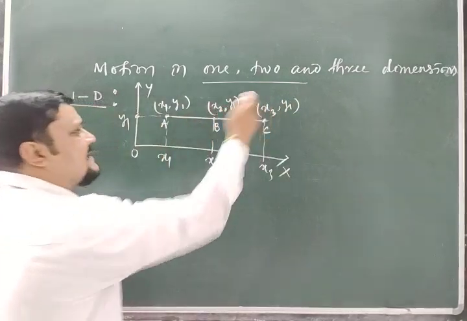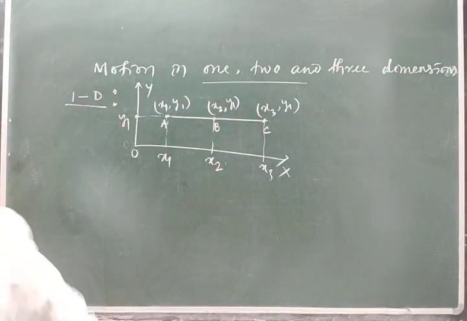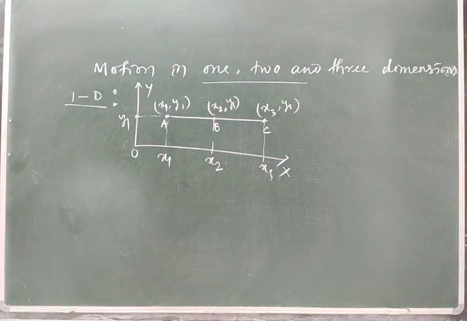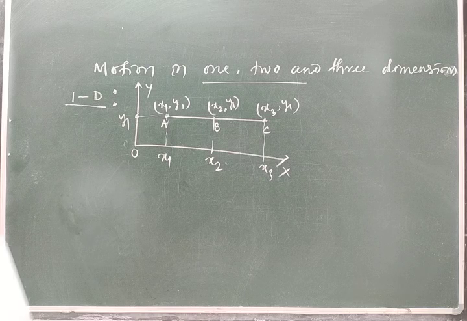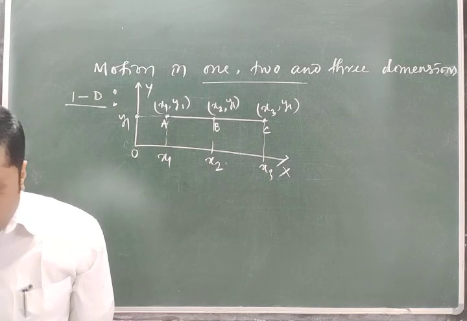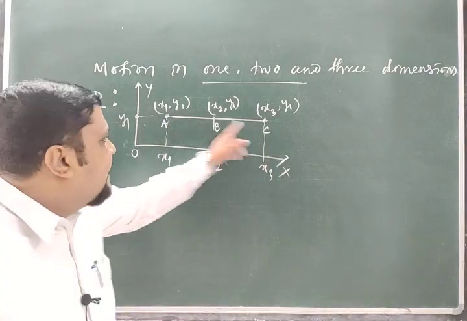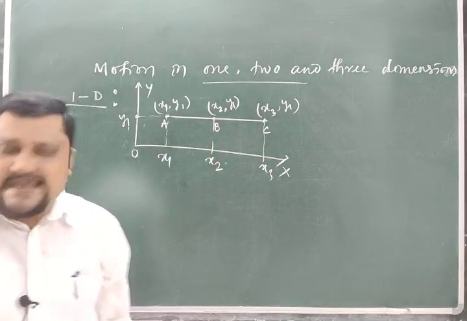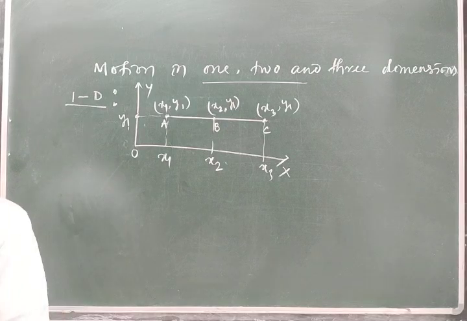Only one coordinate changes. So that motion is called one-dimensional motion. Clear? So in one-dimensional motion, to describe this motion, what do we need? The position of the particle in one dimension. To describe that, only one coordinate changes during the motion. Then that is called a one-dimensional motion.